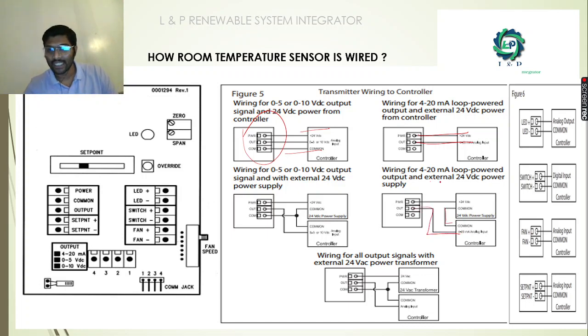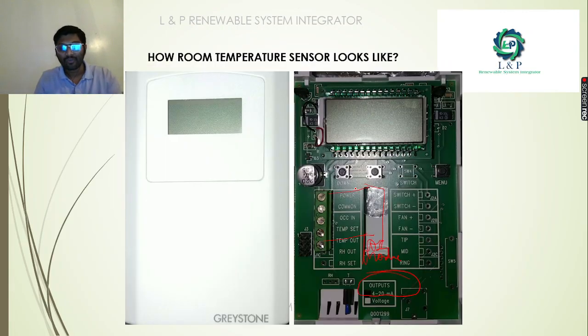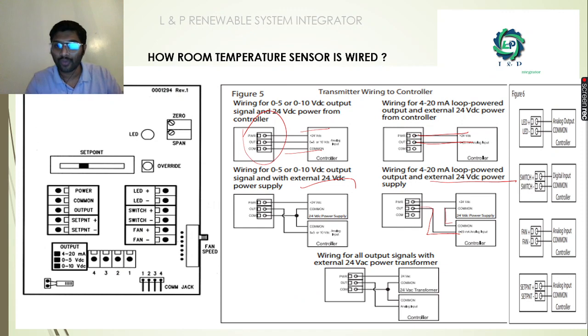This is another example if you are planning to provide a 24 volt DC external power supply, a separate power supply. And also if you plan to take a 0 to 10 volt output, you can do it. But here the example which is shown is a 4 to 20 milliamps output, so for that you can follow this wiring diagram.